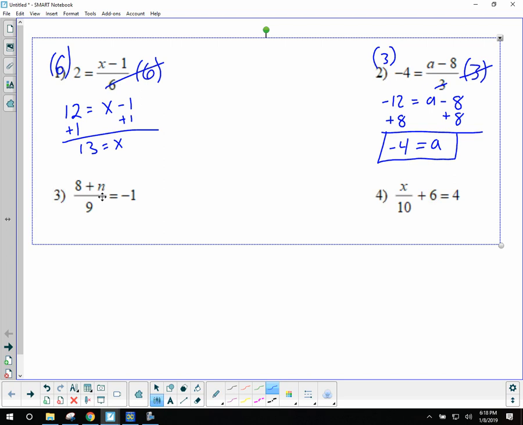Let's see over here. Again, times 9 to both sides. 9's cancel. We got 8 plus n, excuse me, negative 1 times 9 is negative 9. Subtract 8 from both sides. It's 2 negatives, so you're further in debt, negative 17.